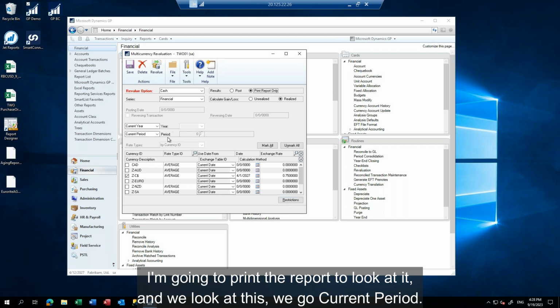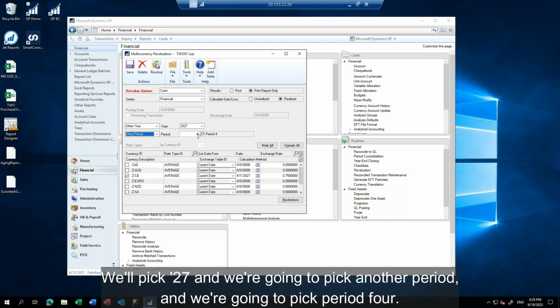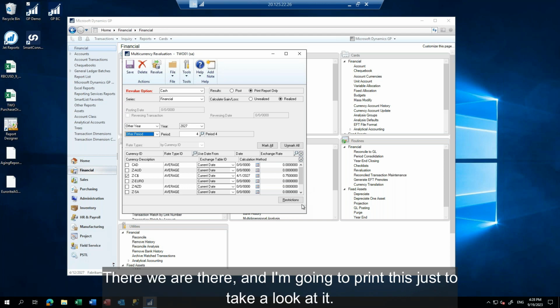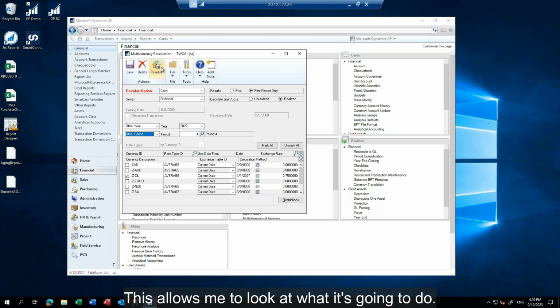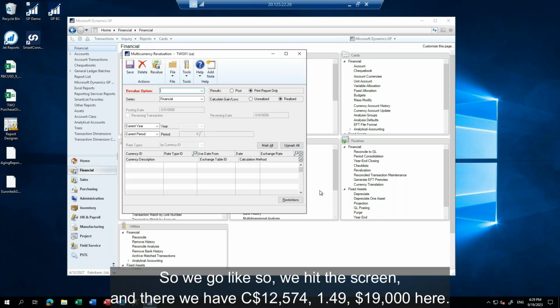And we look at this, we go current period. Actually, current year is fine. We're going to pick other year. We'll pick 27, and we're going to pick another period, and we're going to pick period 4. There we are. And I'm going to print this just to take a look at it. This allows me to look at what it's going to do. So we go like so. We hit the screen.